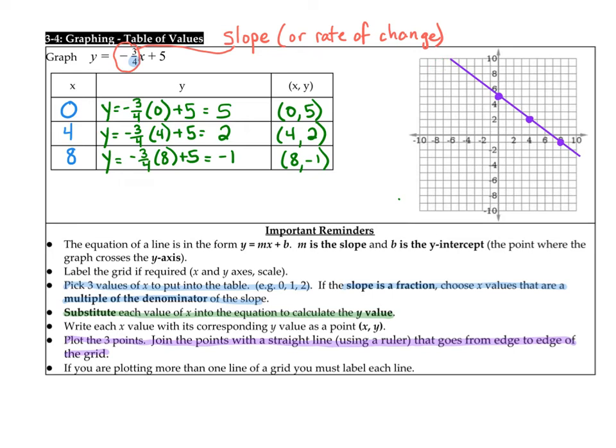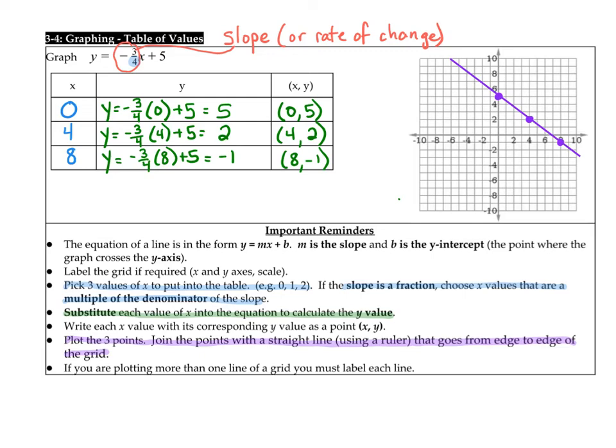Now a straight line, you really only need to plot 2 points, but we use 3 just to be sure. So if the 3 points do not form a straight line, then you have not done something correct and you want to go back and look.